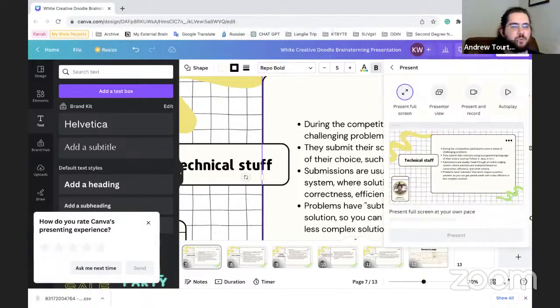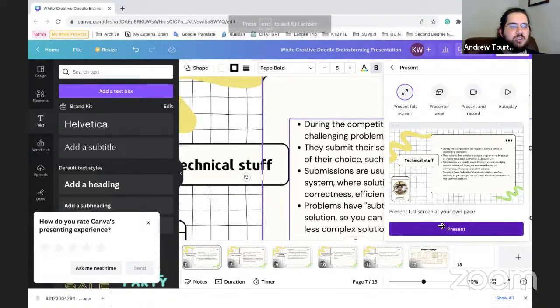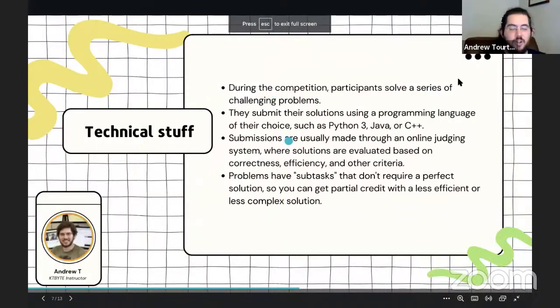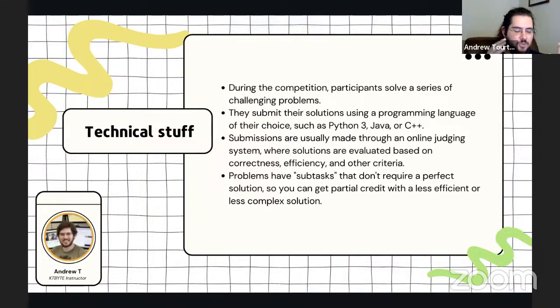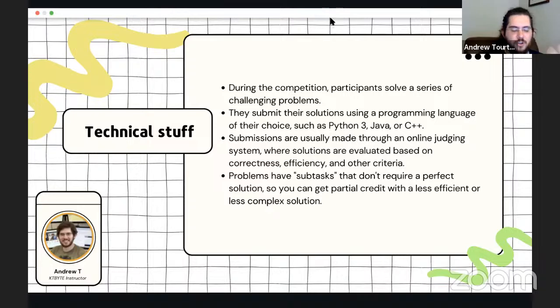So the last bullet point here is about the subtasks. This is similar to several other contests where you don't need to do a problem perfectly to get credit on it. Now, on the AIO, there are 6 problems, but every one is broken down into subtasks.